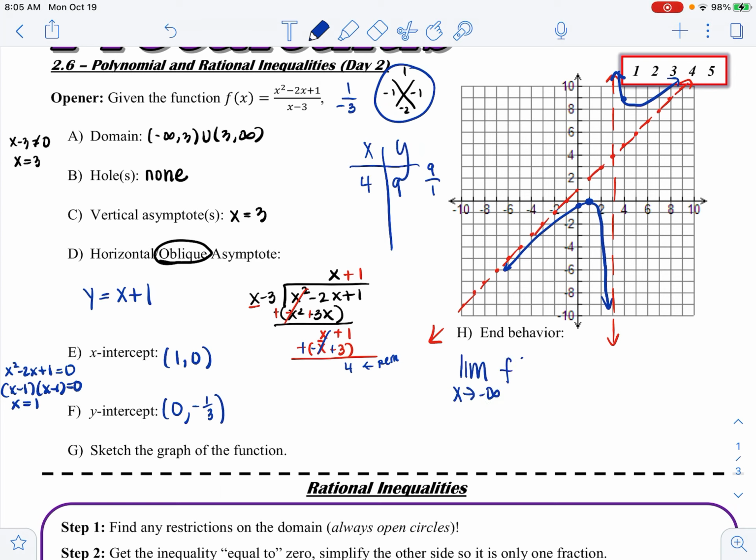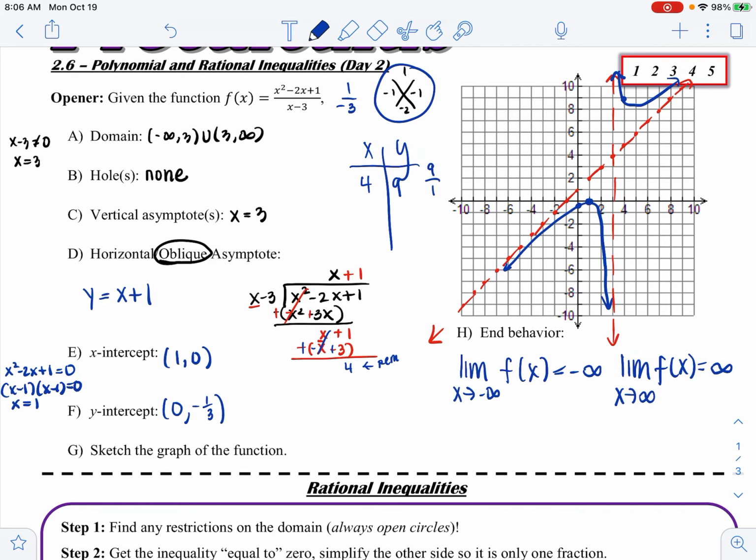The limit as x approaches negative infinity of my function, which is f of x, is, if you look at what's happening as the x values get smaller, so are your y values. So that's negative infinity. And then the limit as x approaches positive infinity of my function f of x, as you look as your x values get bigger, so are your y values. So that is positive infinity.